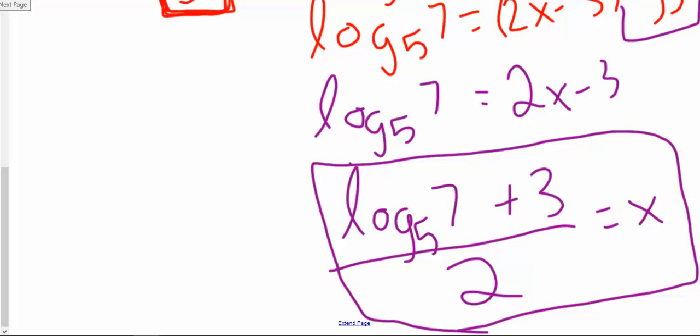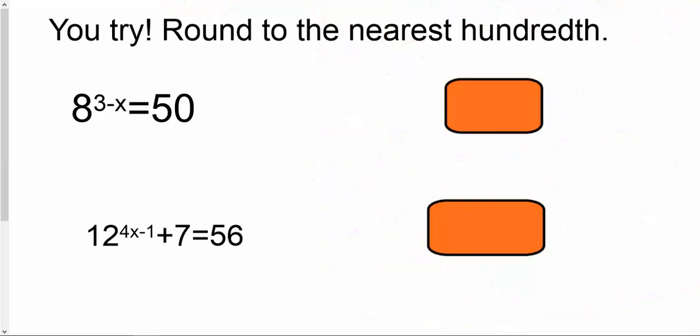All right, here's 2 problems for you to try out. So pause the video, try these out, come on back when you're done. Again, remember, round to the nearest hundredth here. It's just easier than me writing out the complicated log.